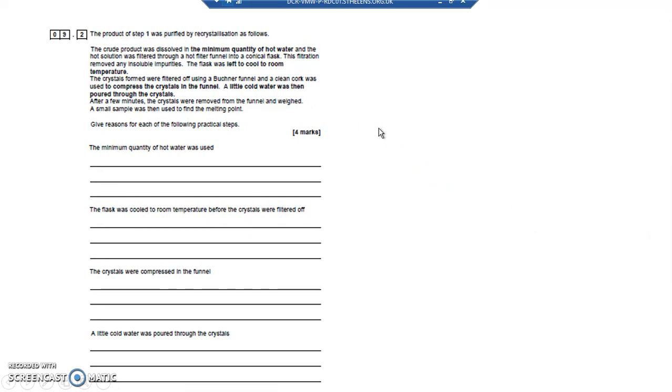We've got some recrystallization going on here. Why is the minimum quantity of hot water used? So the minimum quantity of hot water is used so that when you cool it back down again... the idea is that you use hot water or a hot solvent so that the crystals that you want dissolve and the impurities don't dissolve. Then you filter off the impurities and you end up with the crystals that you do want in the water. And the reason that it's hot water is that when you cool them, less crystals can dissolve and they'll come out of solution. But if you use too much water, they'll never come back out of solution despite cooling.